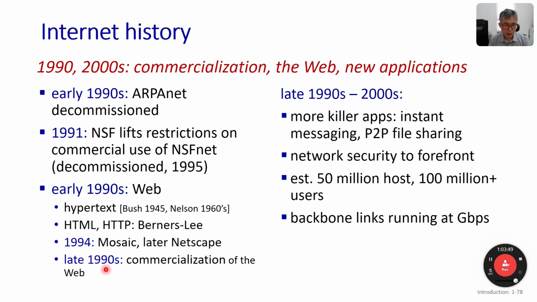And then late 1990s, commercialization of the web. Late 1990s, 2000s, early 2000s, more killer applications: instant messaging, peer-to-peer file sharing, BitTorrent can be used, and network security comes to the forefront. And then backbone links running at Gbps.